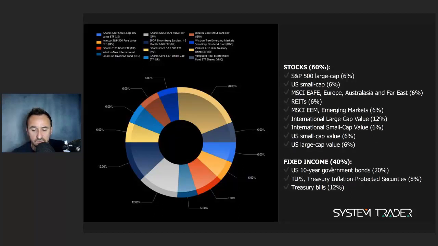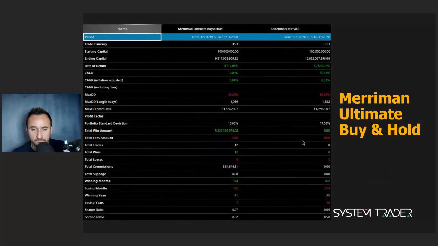And then we have fixed income. We have 10-year government bonds, 20%. We have 8% TIPS, Treasury Inflation Protected Securities, and Treasury bills, 12%. And such portfolio, if we simulate, we have results here.